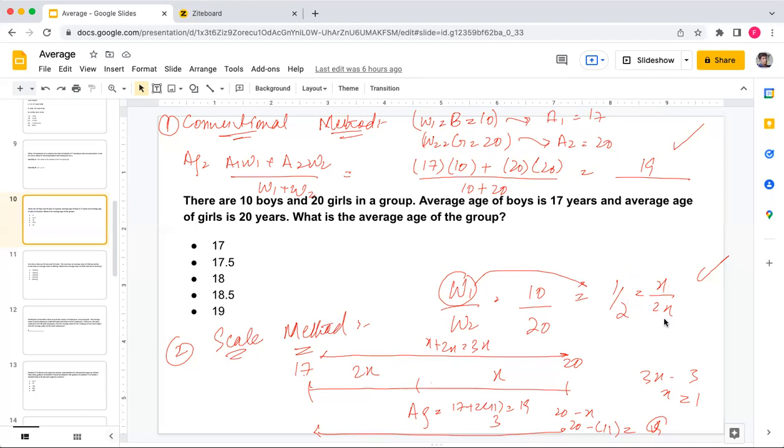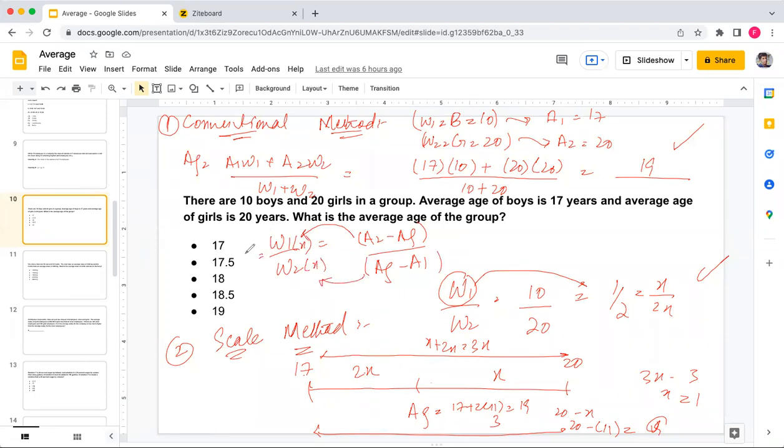So you can write this as x over 2x. You understood till now? Now the smaller average is 17, the bigger average is 20, and our average must lie somewhere between. Let's call this AG. If you remember, the formula was W1 over W2 is equal to A2 minus AG divided by AG minus A1, right? So A2 minus AG is equal to W1 with some multiple of x, and AG minus A1 is equal to W2 with some multiple of x.